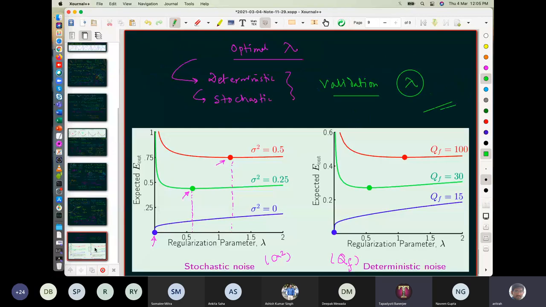Okay, sir. Thank you, sir. But effectively, when you validate, you will see that noise also dictates the lambda, and the fitting complexity of the target function also dictates the lambda, so accordingly you need to choose.